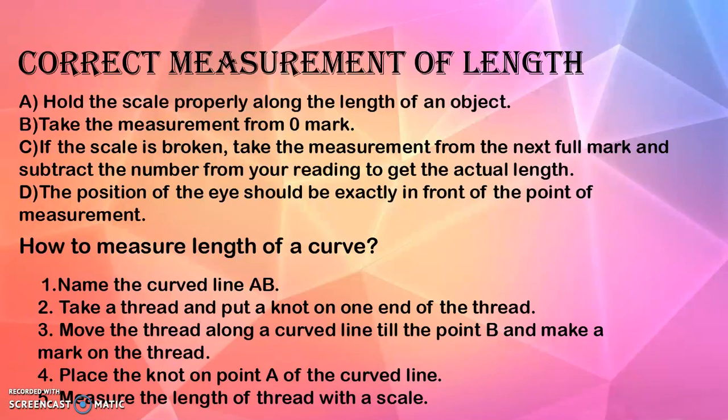How to measure the length of a curve. Name the curved line AB. Take a thread and put a knot on one end of the thread. Move the thread along the curved line till the point B and make a mark on the thread. Place the knot on point A of the curved line. Measure the length of the thread with a scale. So this is how we measure the length of the curve.